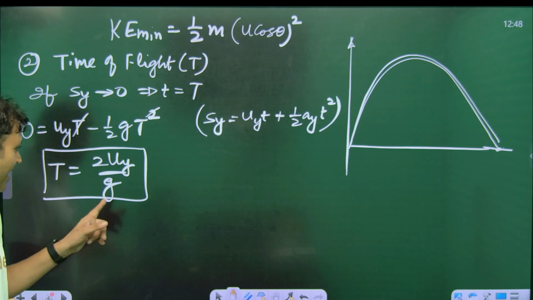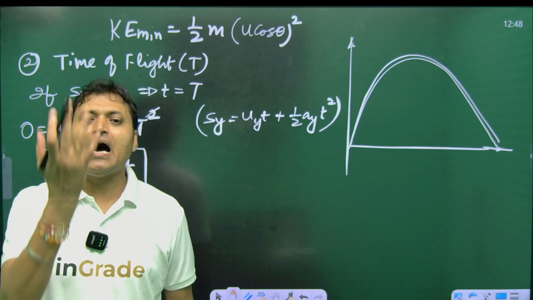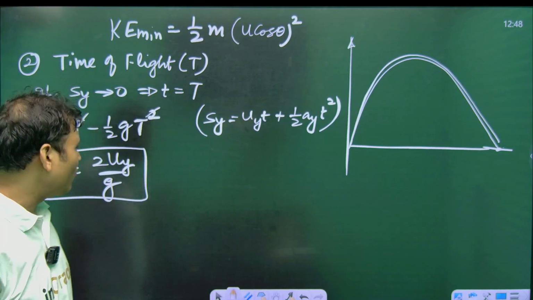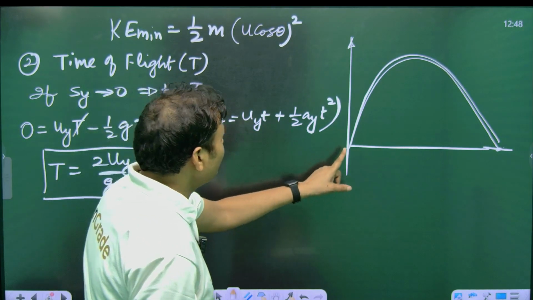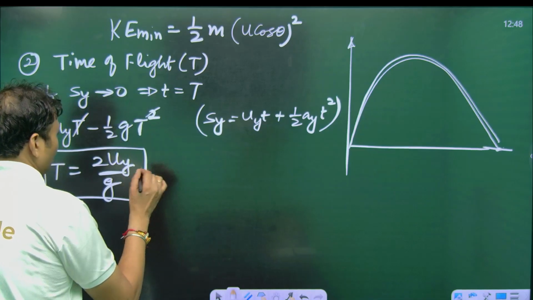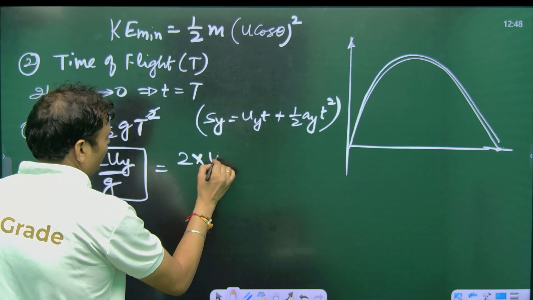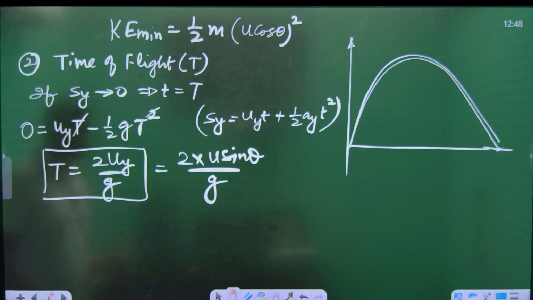It is the same as the time of flight when the particle is thrown in the upward direction. Then the time taken by the particle to reach the ground position again is 2U by g, because the particle has Uy as the component of initial velocity, so it will be 2Uy by g, or we can say 2 into U sine theta by g. That is the time of flight.